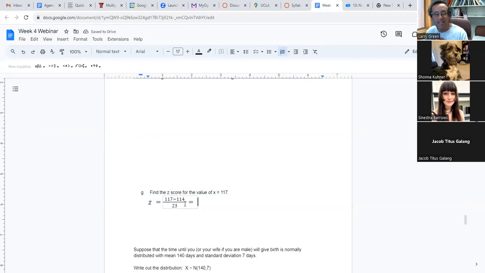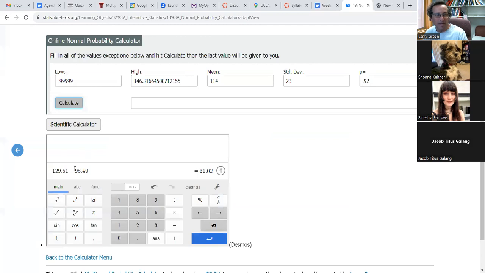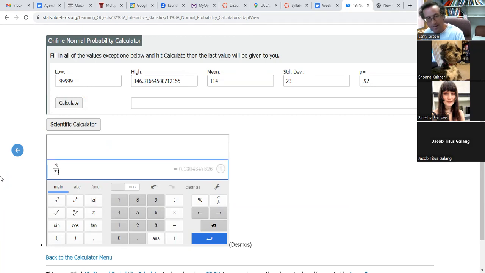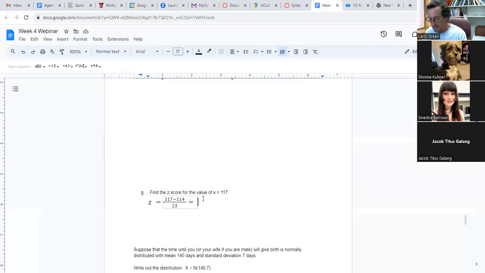And we just plug it in. 117 minus 114. I'm just going to do that in my head. That's 3. 3 over 23. I don't want to do that in my head. Let's put this in. And you get 0.1304. Any questions at all on that example? That one actually doesn't even have anything fancy. That one you could have done a couple weeks ago. All right, ready for a real life example?